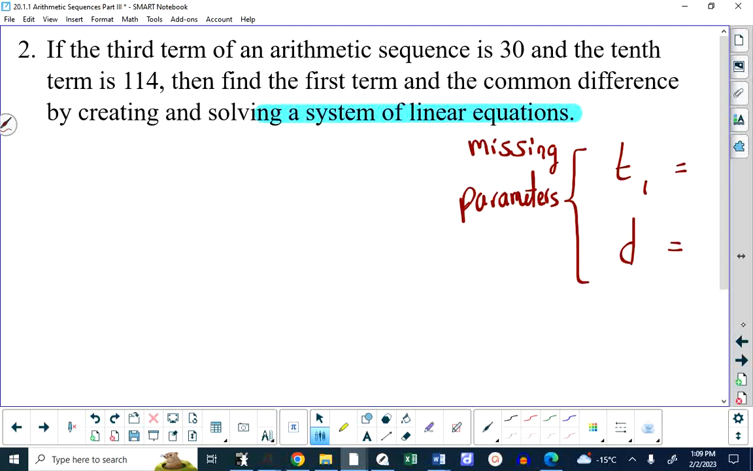Okay? So the first step is to use our formula and put in, well, let me back up. The first step normally in coming up with this equation would be to put in the two parameters, to put in T1 and D, but we don't know them, right? However, we do know this.